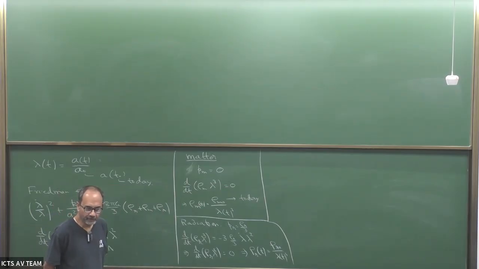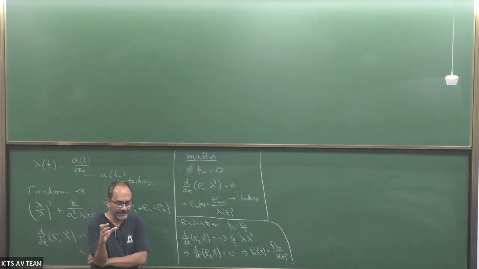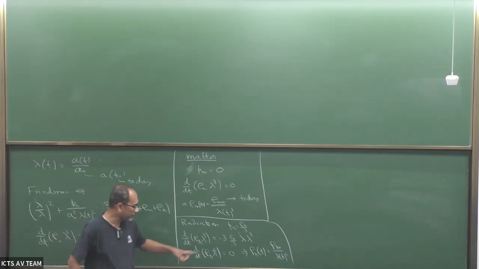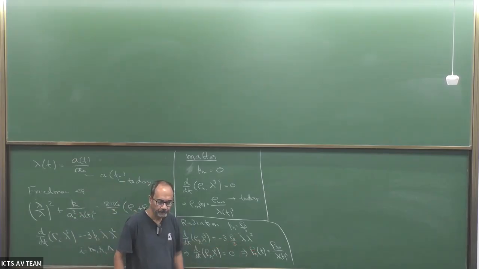So this also has an explanation. What is the explanation of why it is 1 over lambda to the 4? The number density of photons goes as 1 over lambda cubed. Yeah, because the photon energy gets shifted. The photon energy is scaled by lambda, that's what we had said, because frequency gets scaled by lambda, and the energy is proportional to frequency. That's why it goes as 1 over lambda to the 4.